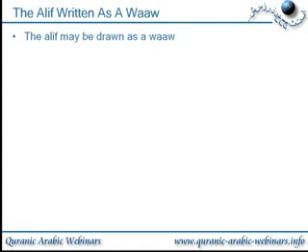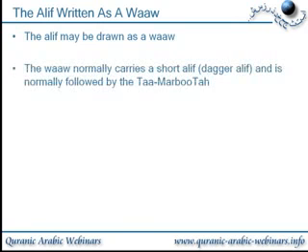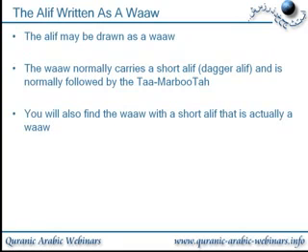So the alif may be drawn as a wow. The wow normally carries a short alif, and is normally followed by the ta marbuta. Okay, you will also find that the wow with a short alif, that is actually a wow. You will get two versions of this. You'll have a wow with a dagger alif on it. Sometimes it's going to be treated one way, and other times it's going to be treated another way. And we're going to go through some examples to help you figure out which way to pronounce it.